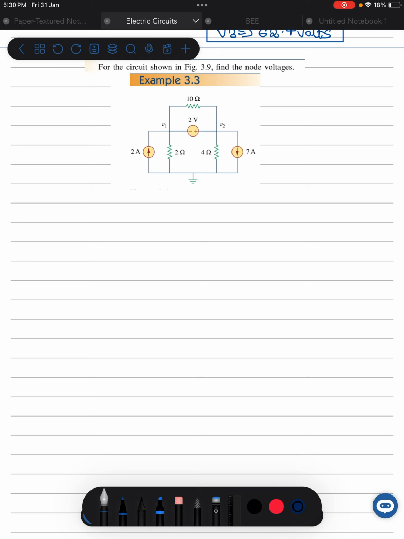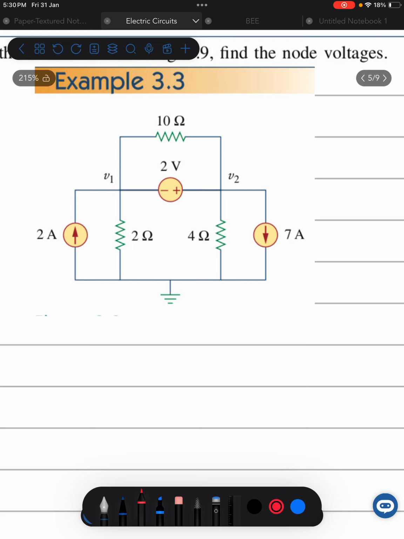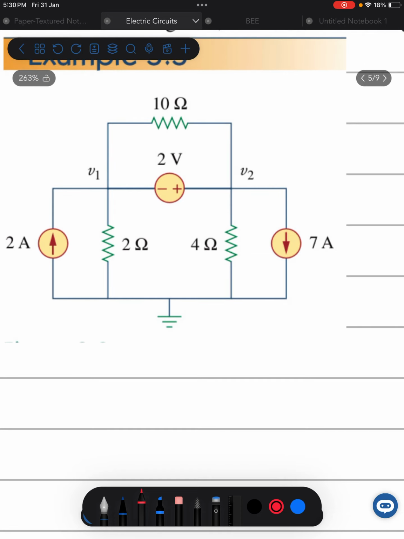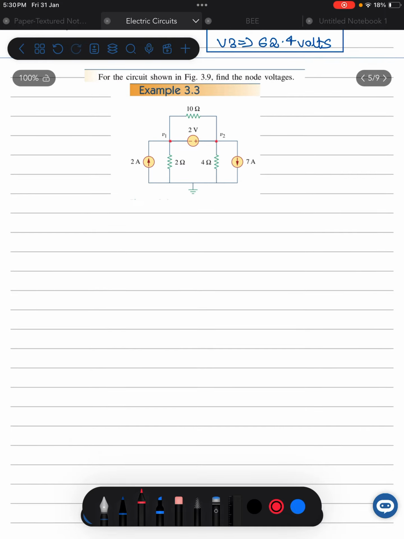A supernode is a condition when a voltage source is connected between two nodes. In this case, as we can see, this voltage source of 2 volts is connected between the two nodes V1 and V2. So the very first step is to write down the equation of the supernode. The equation of the supernode would be V2 minus V1 is equal to 2 volts.